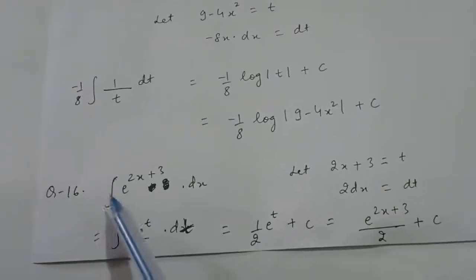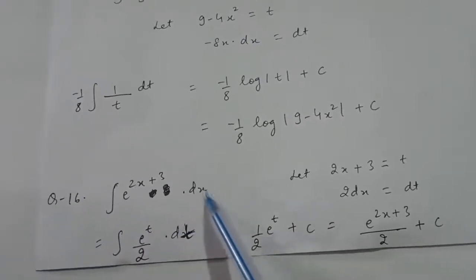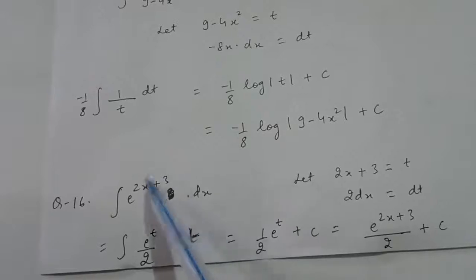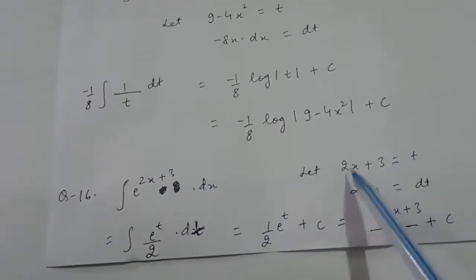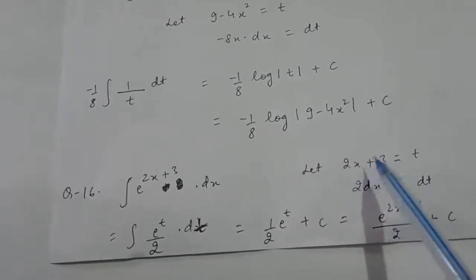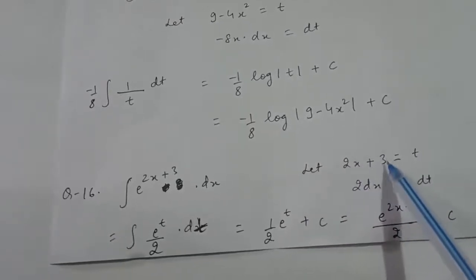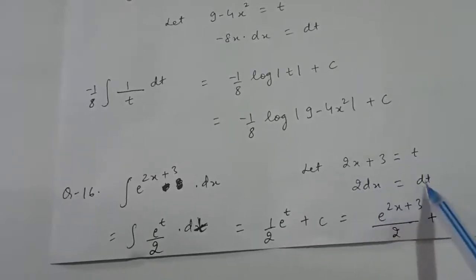In question number 16th, integral of e raised to the power 2x plus 3 into dx. So obviously take the power as t. Now differentiate both the sides. So 2 as it is, derivative of x is 1 plus derivative of 3 is 0. So you will get 2 into dx equal to dt.